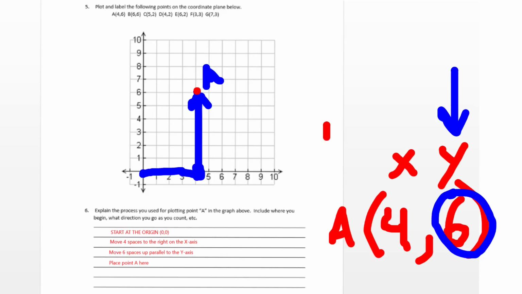In this case, we plotted the point A by starting at the origin. We moved 4 spaces to the right on the x-axis. We moved 6 spaces up parallel to the y-axis, and then we placed point A right there. And that's point A. So that's how you do it.